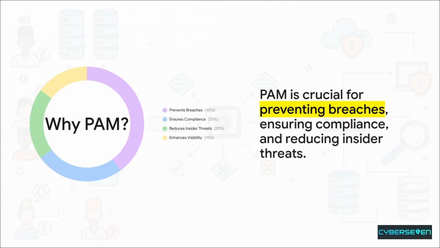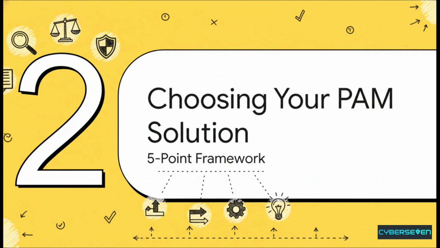And why is this such a big deal? Well, this chart really lays it out. A huge chunk of the reason, 40%, is just flat-out preventing breaches. That's what attackers are after. But it's also about making sure you're compliant with regulations like GDPR, cutting down the risk from insider threats, whether they're malicious or just accidental, and finally, just getting a clear view of who's doing what on your most critical systems.